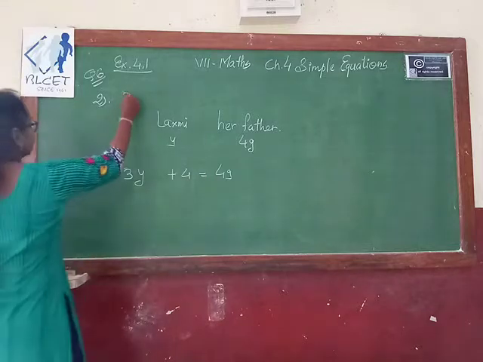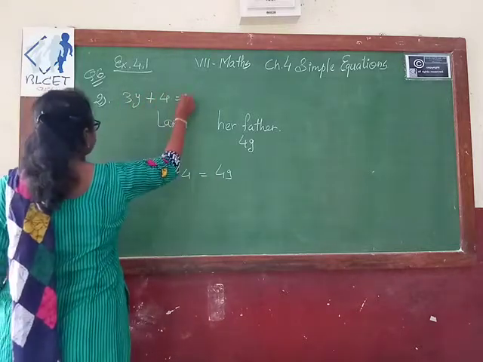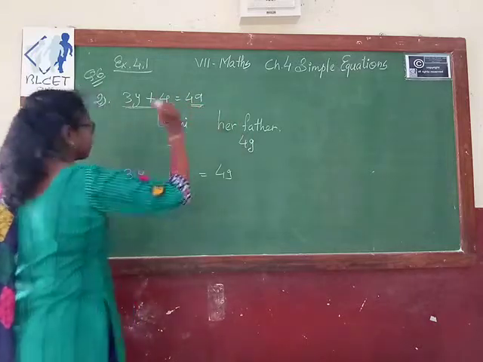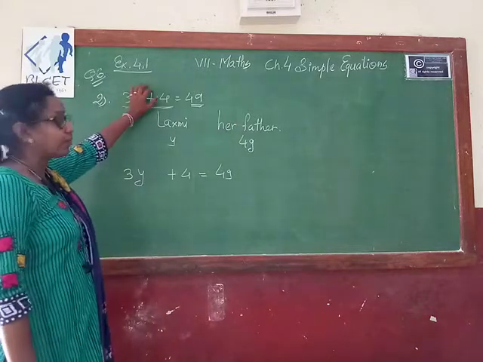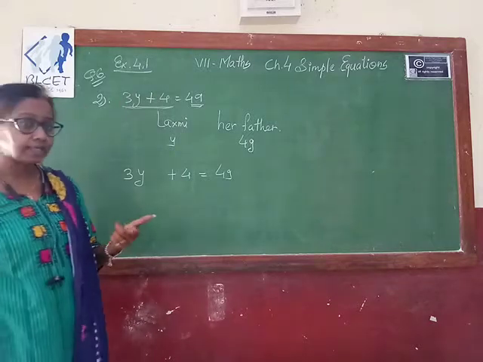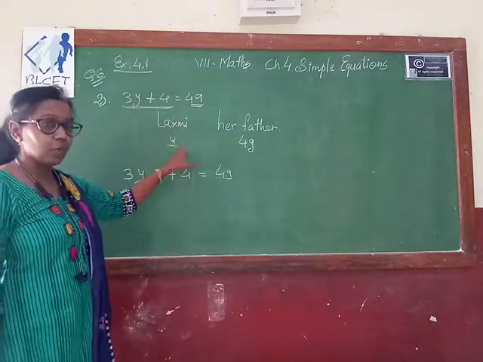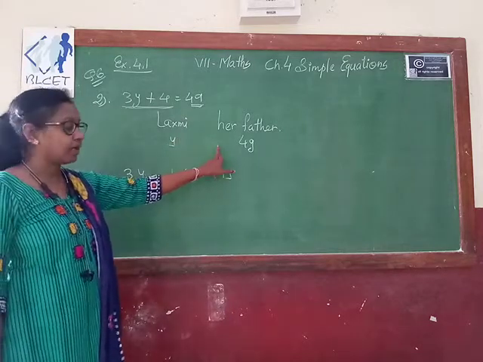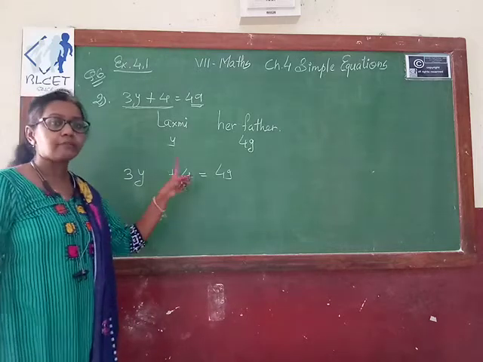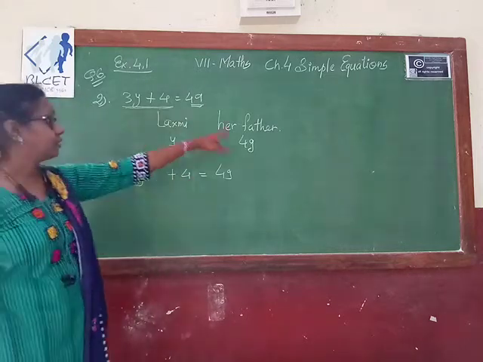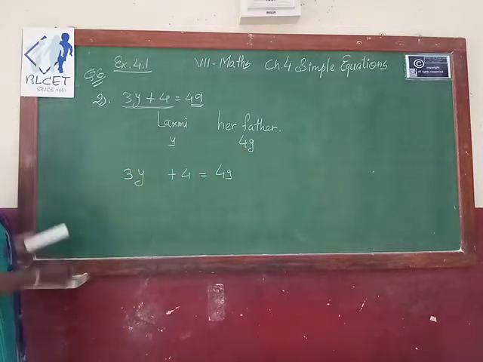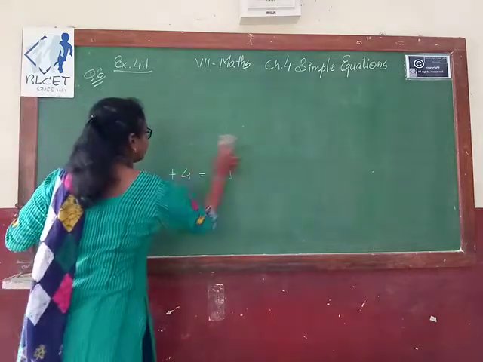So this is the answer, 3y plus 4 equal to 49. The age of the father is already given, and this is in terms of an equation, right? So this way we can form the second equation. How do we write this? Let Lakshmi's age be y years. 3 times means 3y. 4 years older means plus 4. So 3y plus 4. But the father's age is already given, that is 49. This way you can write your answer. Move on to the third question.